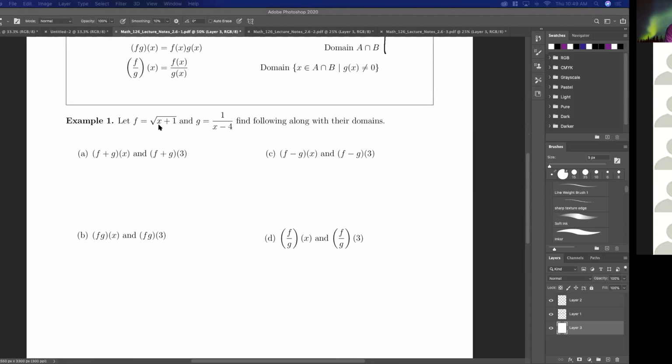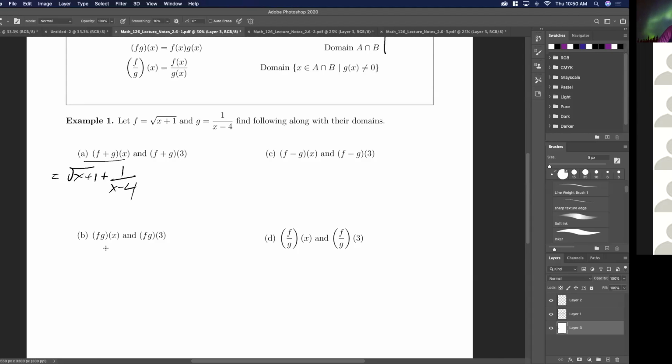So here, if I have f of x is the square root of x plus 1, and g of x is 1 over x minus 4, find these and the domains. So let's do this real quick. If I add two functions, it literally means this is equal to the square root of x plus 1 plus 1 over x minus 4.